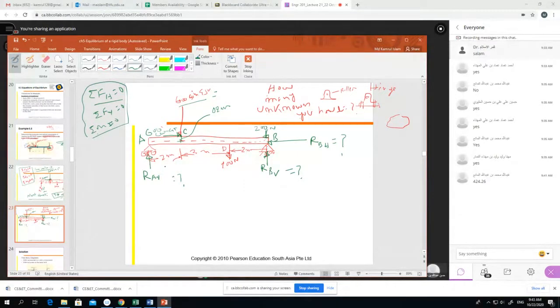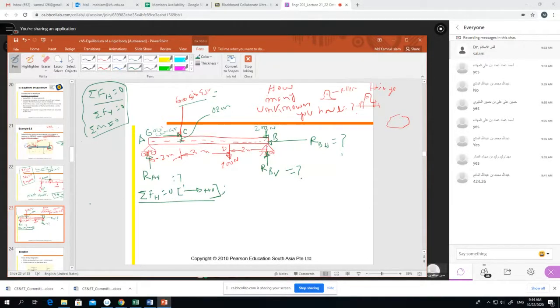Okay, let's start with the summation of horizontal force. When you write it down, you declare which direction you are assuming positive, right? We are assuming this right hand force is positive, right?